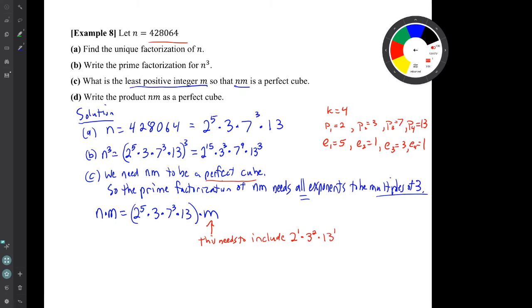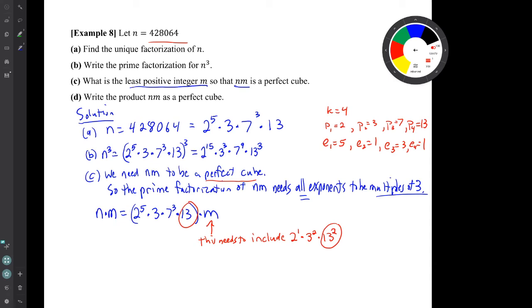So the factorization of m needs to include at least 2 to the 1, because that will get together with this 2 to the 5th, and that'll give me 2 to the 6th, and 6 is a multiple of 3. The factorization of m needs to include at least 3 squared, because that 3 squared will get together with that 3, and that'll give me a 3 cubed, and the 3 in the exponent is a multiple of 3. And I need to have a 13 squared, because that 13 squared is going to need to multiply that 13 to give me 13 cubed, so that I have an exponent that is a multiple of 3.